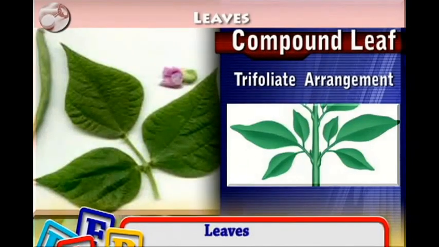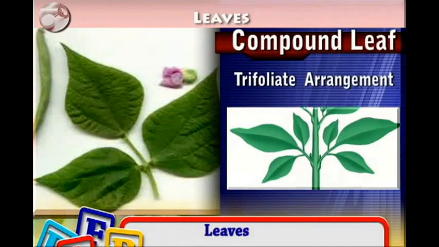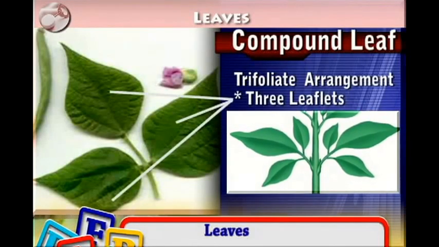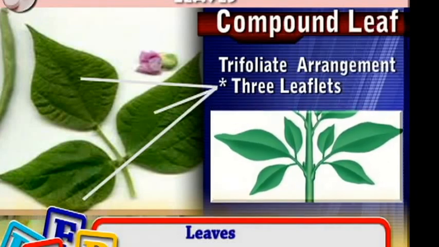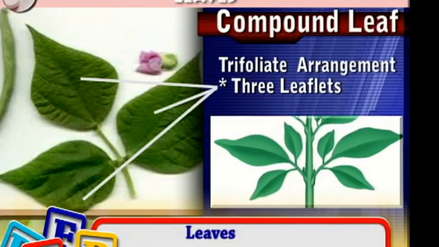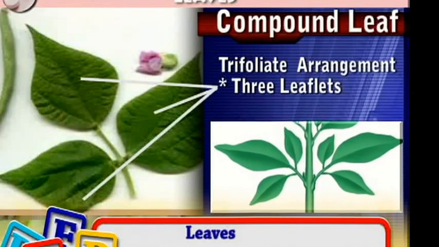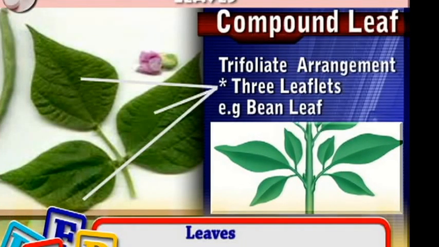Then we have the trifoliate. For the trifoliate, each leaf consists of 3 leaflets. The example that we can give is that of the beans.